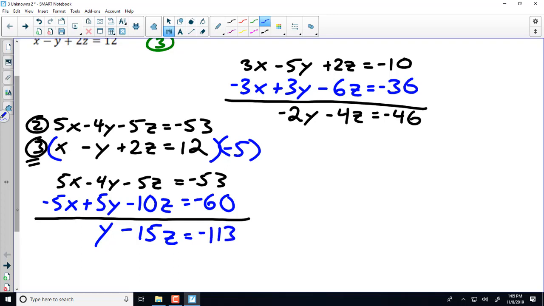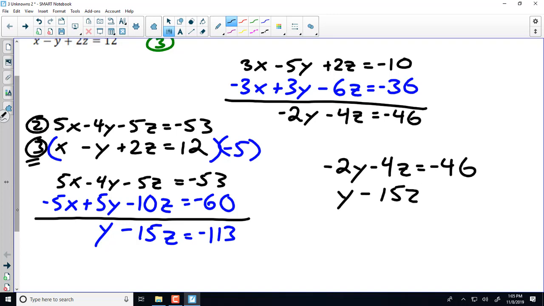Okay, so now I look at my two new equations. I've got negative 2y minus 4z equals negative 46, and I've got y minus 15z equals negative 113. So I'm going to add them together and get rid of another variable. This time I'm going to multiply the second equation by a positive 2. And that way the y's will go away when I add them together. So I multiply this equation here by positive 2.